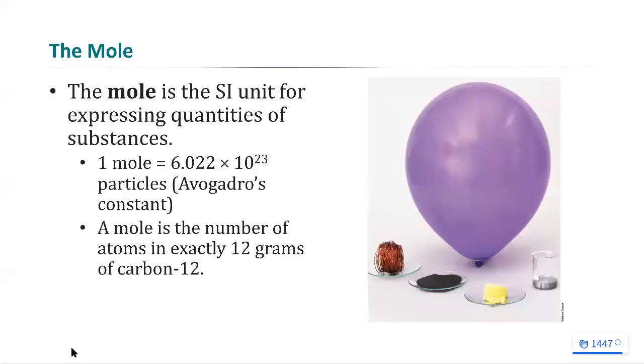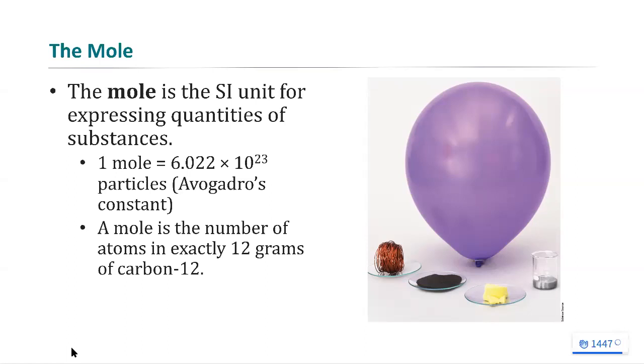What we need is something that is a little bit more practical, something that describes things on a more macroscopic scale, so that when we are dealing with millions and millions of atoms, of molecules, we don't have to worry about, okay, how many AMUs is this? How do I determine what an AMU is? My balance says grams. Well, that's where the chemical mole comes in.